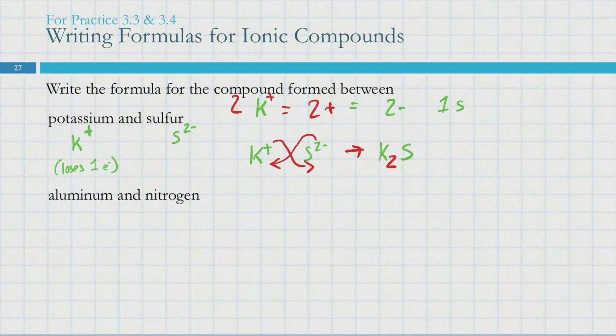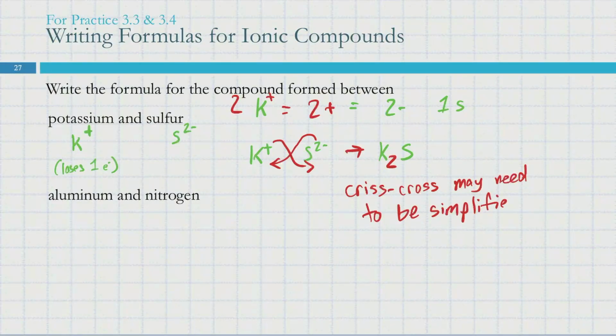The only time that we'll run into trouble, because we will sometimes run into trouble if we do the swap and drop or the crisscross, is if they have charges that can be simplified. So crisscross might need simplification sometimes. But the method does work. It also works for polyatomic things as well.